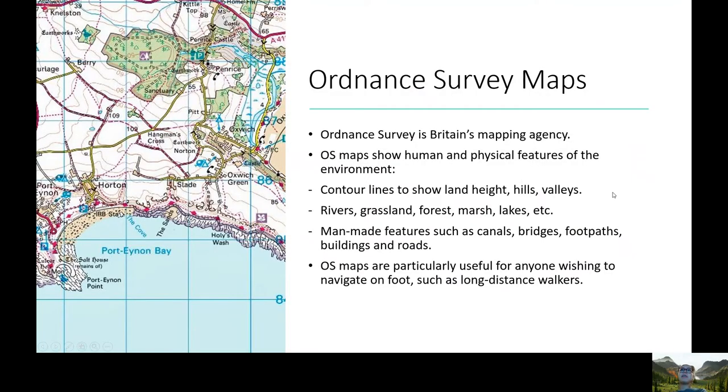So Ordnance Survey is Britain's mapping agency, and they show human and physical features of the environment. Contour lines show land height, hills and valleys. So valleys go down and hills go up. Rivers, grassland, forest, marshes and lakes. We can see here rivers and blue rivers on the map. We can see the trees where we see these green trees. We can see campsites, a mixture of human and physical geography. Man-made features such as canals, bridges, footpaths and buildings and roads. So we see some main roads here in red, some other roads in yellow.